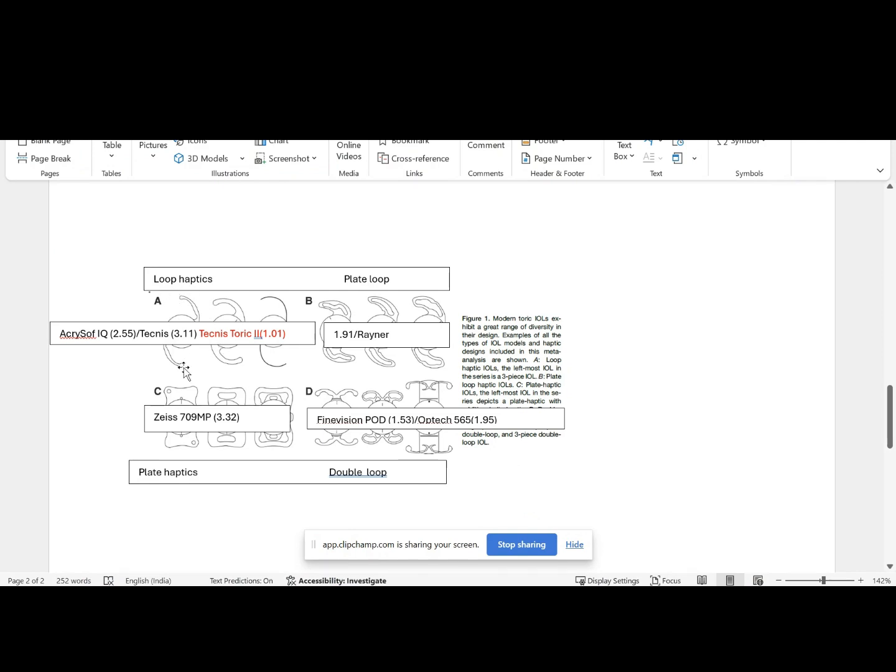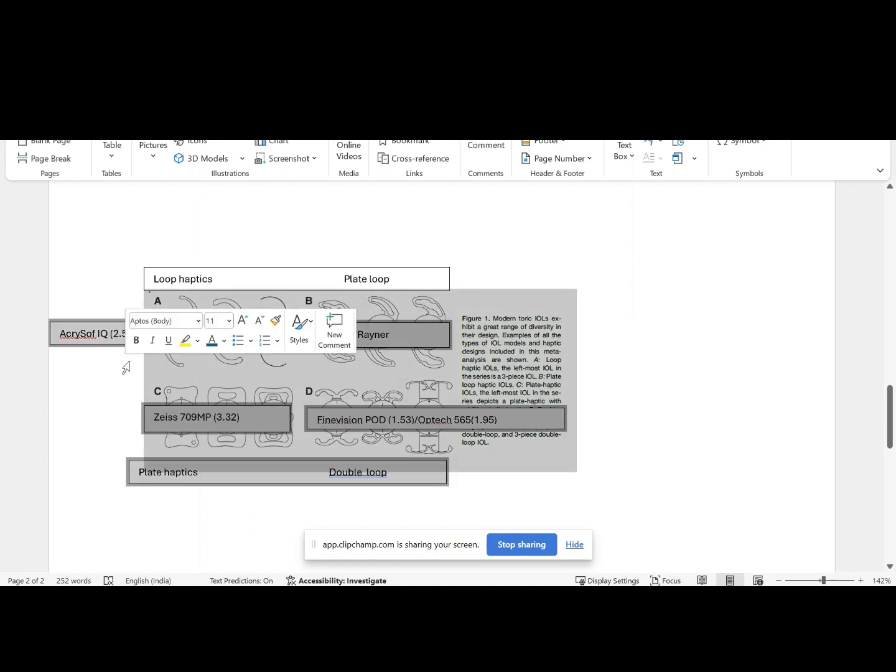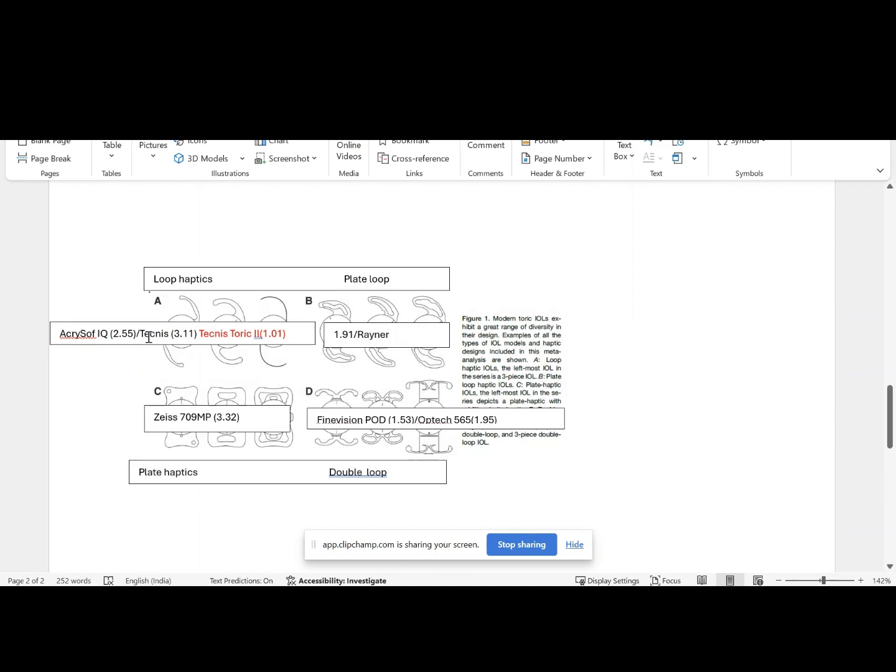So as you remember, these are the four groups of haptic designs. Now, out of these 51 studies, there are a few studies that reported rotational stability with the Acrysof IQ. If you take a mean of that, the rotational stability loss is 2.55 degrees with the Acrysof IQ toric lens. With the Tecnis toric lens, the new version is the Tecnis Toric 2, but the older version was the Tecnis, which differs in that you don't have the frosted design. The older version reported 3.11 degrees of rotational stability loss.